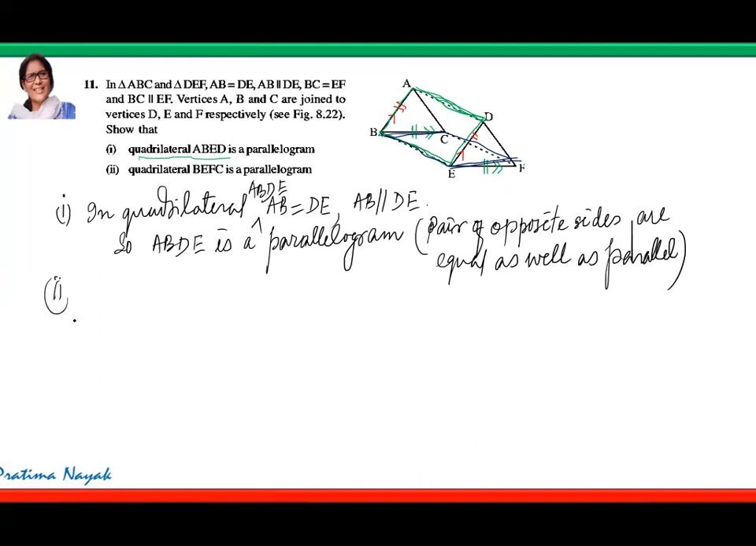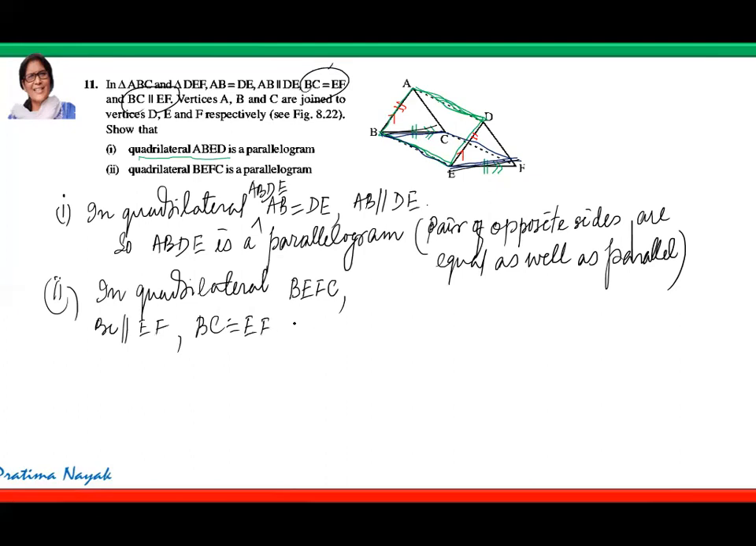Second part. In quadrilateral BEFC, what is given? BC is parallel to EF, and BC is equal to EF, equal and parallel. So BEFC is a parallelogram.